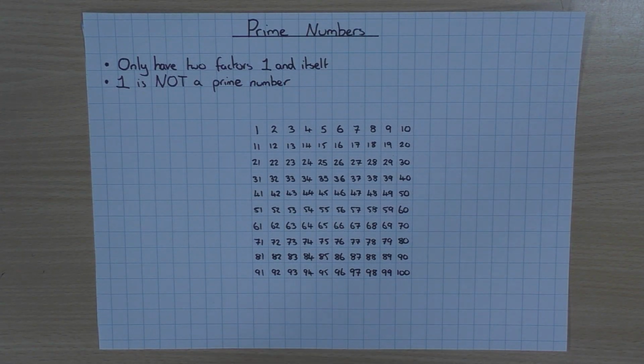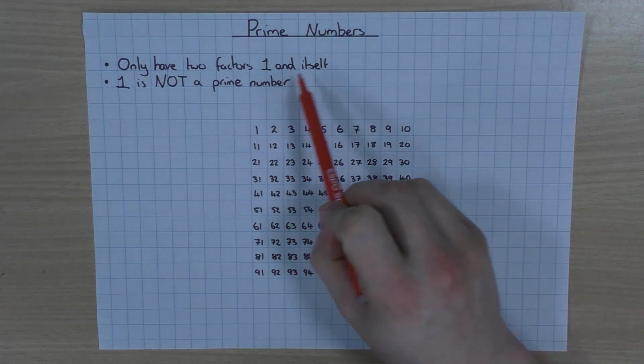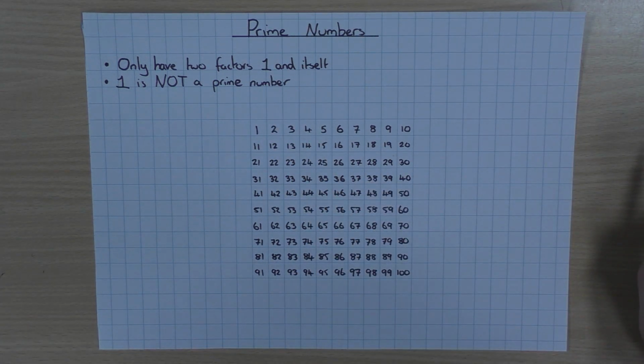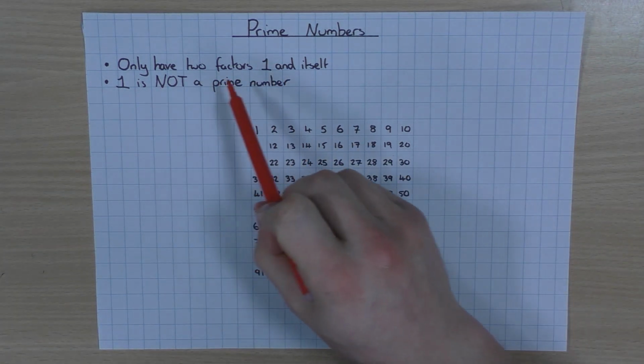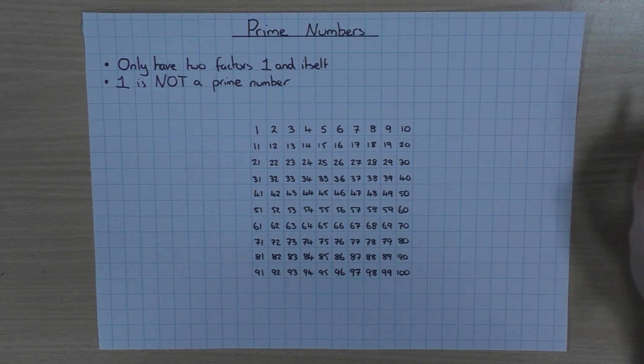Hi guys, in this video we're going to have a look at prime numbers and how we can find them. So the first thing we need to have a look at here is what is a prime number. A prime number only has two factors, one and itself. If you're unsure what a factor is, you can have a look at my factors video. But that's what makes it a prime number: it has only two factors, one and itself.